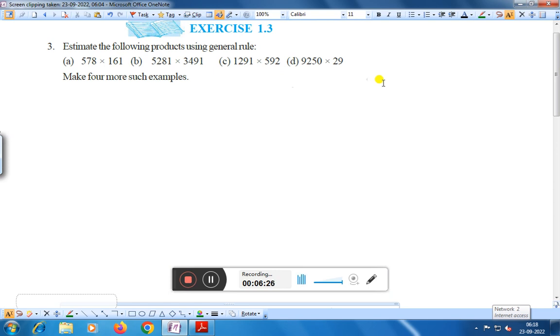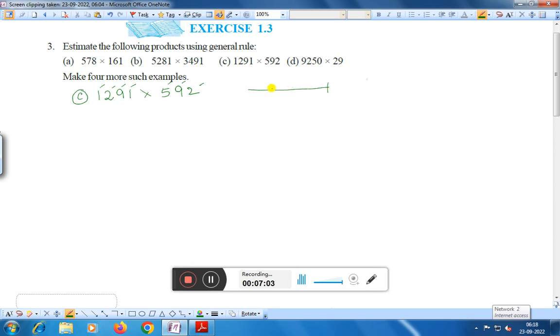Let us solve question number C. Question number C is 1291 into 592. Here the highest place value is 1000: ones, 10, 100, 1000. Therefore, we have to round this number to the nearest 1000. And for this one: ones, 10, 100. This number will be rounded to the nearest 100.